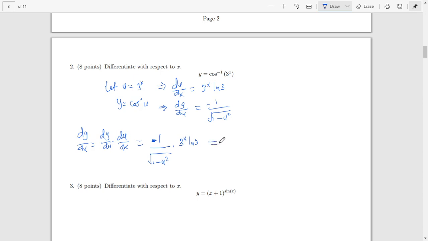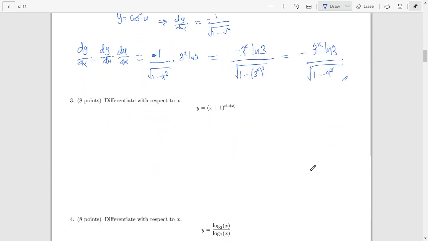Now writing everything in terms of x, I'm going to get negative 3 to the x ln of 3 divided by the square root of 1 minus my u, which was 3 to the x, all squared. If you simplify that further, if you wish, if you don't, this is enough at this point. But if you simplify it further, you're going to get 1 minus 9 to the power of x, and this becomes your solution.